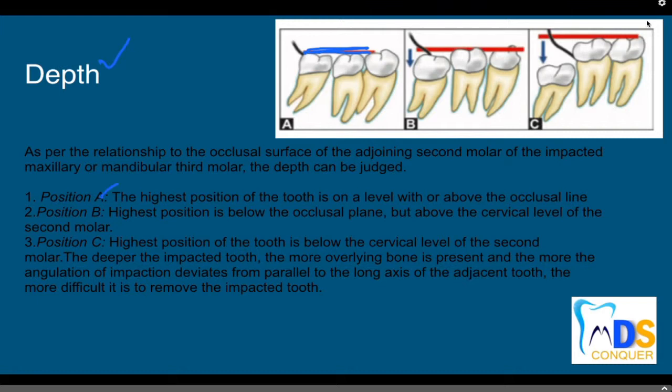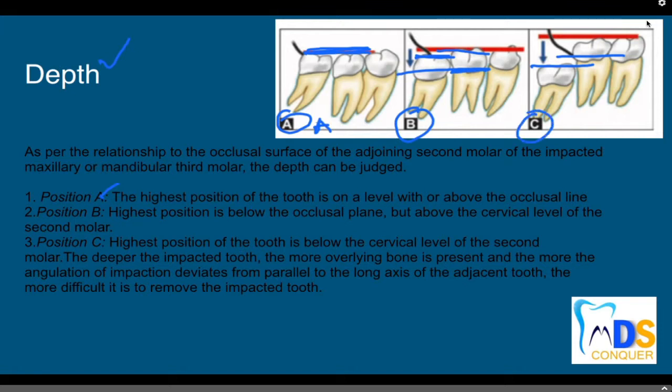So A is when the height of the tooth is at the same level or above the occlusal level. You can see in this particular figure, both the second molar and third molar are at the same occlusal level. In that case, you will consider it as A depth. Whereas in the second one, if you compare the occlusal level of the second and the third, the occlusal level of the third is a bit lower, but is above the cervical line. It is below the occlusal level of the second molar and above the cervical level of the second molar. Such a condition can be categorized as B. The third one is when the occlusal level of the third molar is below the cervical line of the second molar. Then this condition will be categorized as C.